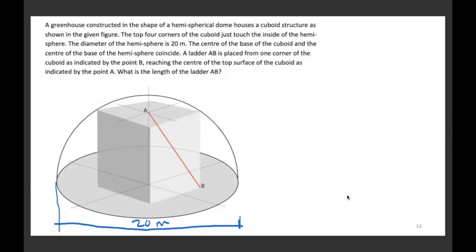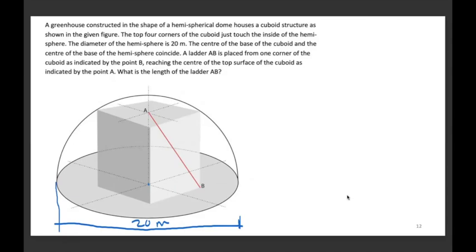The center of the base of the cuboid and the center of the base of the hemisphere are coinciding, which is shown here. A ladder AB is placed from one corner of the cuboid, indicated by point B, reaching to the center of the top surface of the cuboid, indicated by point A, which is the red line. You have to identify the length of the ladder AB.